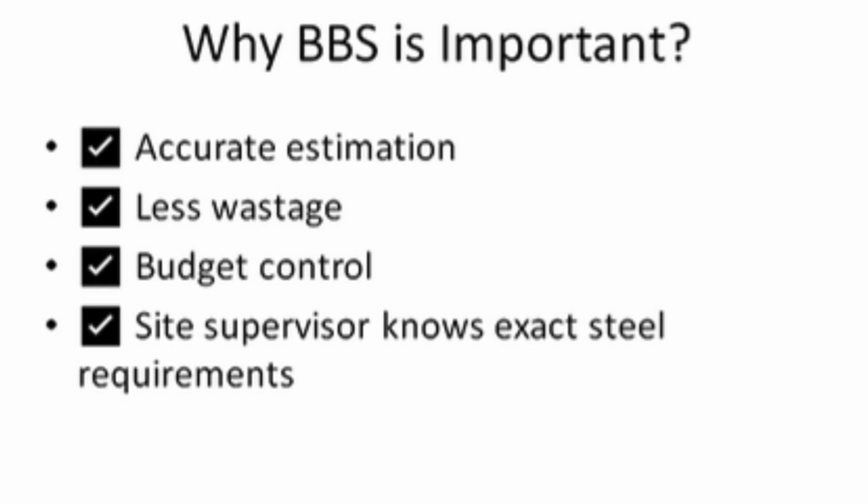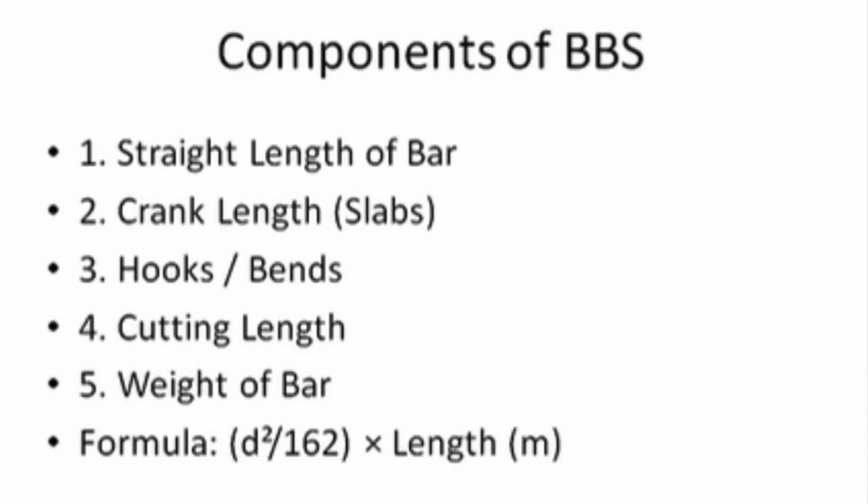Section 2. Importance of BBS. Now you might ask, why is BBS so important? Here are some key reasons. 1. It gives an exact quantity of steel. 2. Helps in cost estimation. 3. Reduces wastage of steel. 4. Makes the work easy for site engineers and bar benders. 5. Very useful in preparing BOQ, bill of quantities.